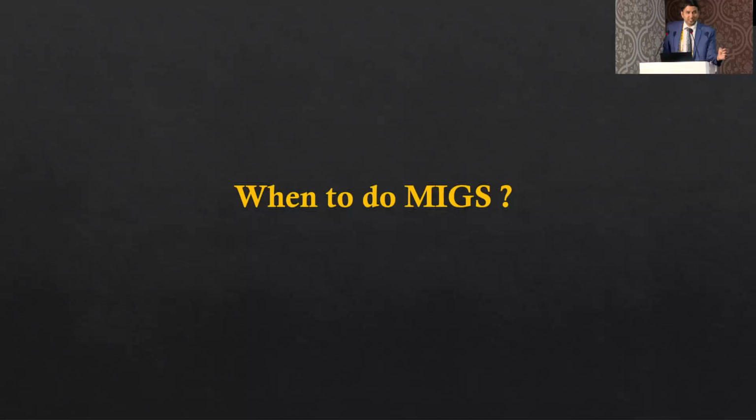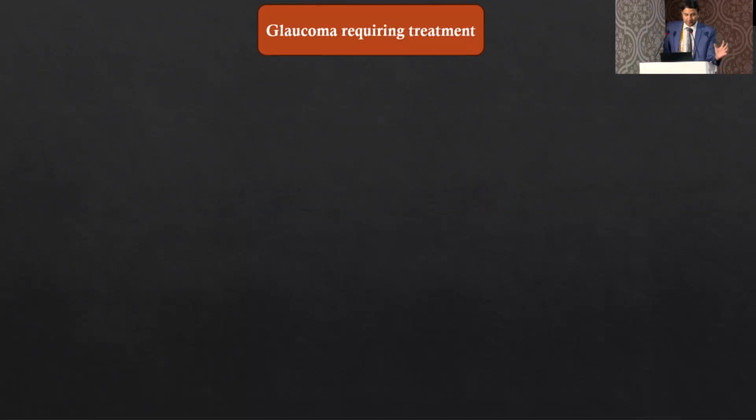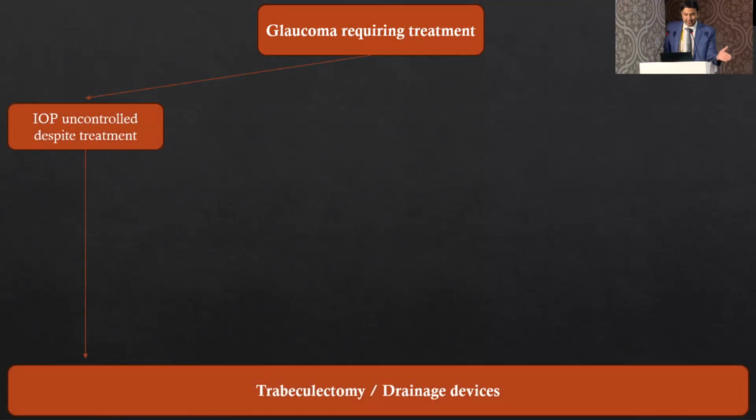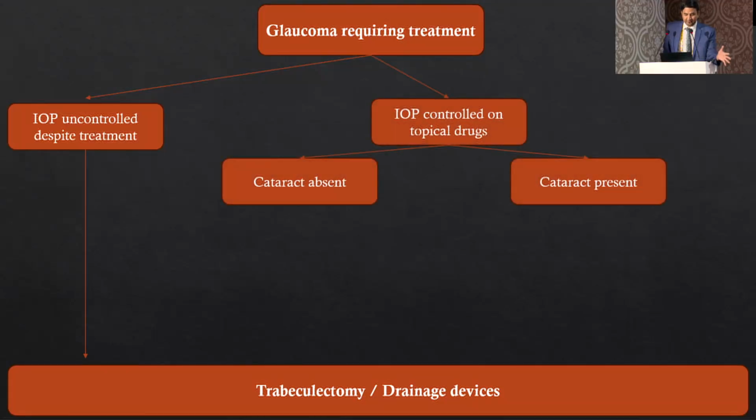So the main question is when to do MIGS. Are all patients fit for MIGS? No. In glaucoma patients requiring treatment, if IOP is uncontrolled despite maximum medication, then the gold standard is still trabeculectomy or a glaucoma drainage device. But if the IOP is controlled on topical medication or it is in an early phase, then we should look at whether the patient has cataract or not.